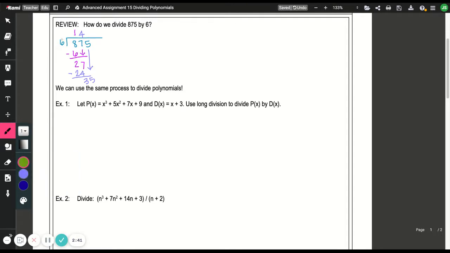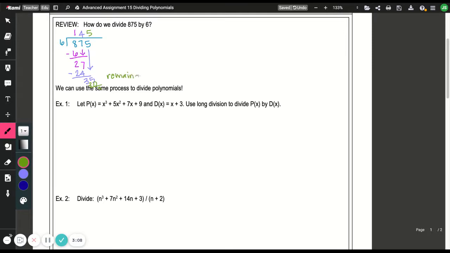So then the last thing, what do I multiply 6 by to get 35, or to get as close as you can, because you can't get exactly. How many times does 6 go into 35? It would be 5 times. 5 times 6 is 30. That goes underneath. And then we subtract. We would get a 5. So the remainder is 5.